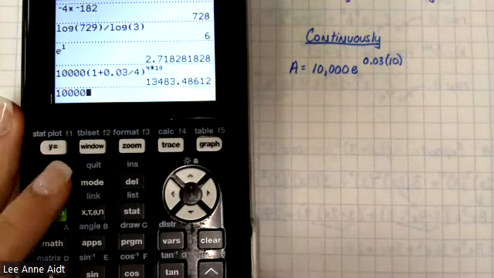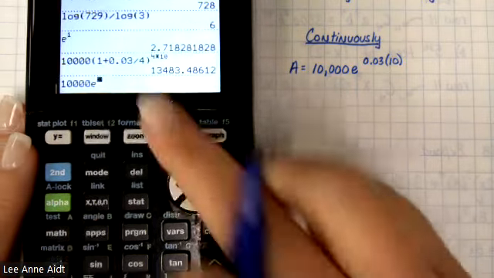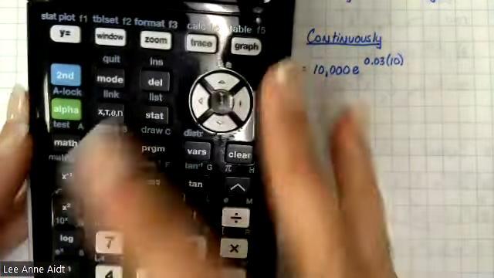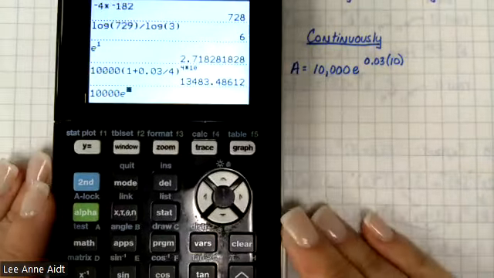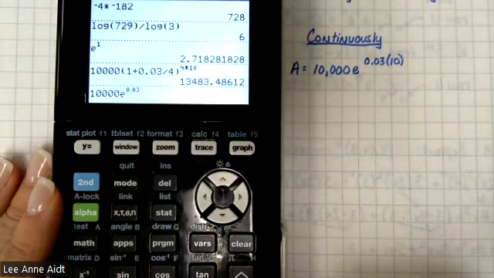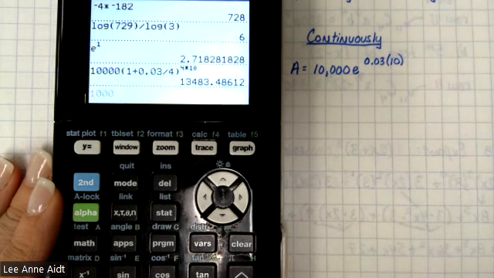10,000. And then this might be your first time using the E to the button, which is right above the natural log. So you have to do second natural log. 0.03 times 10.